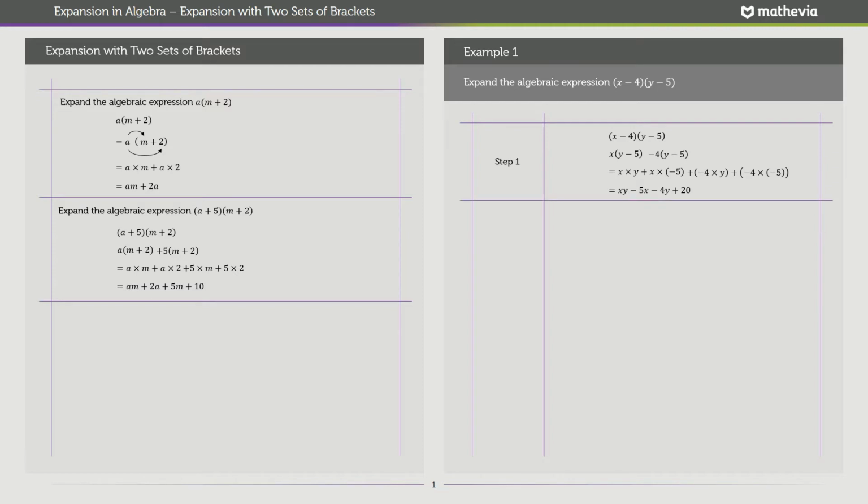And that's it, very simple, very straightforward. You have 20 on the end there because minus 4 times minus 5 is plus 20. You need to be very careful about your negative signs. You have x and minus 4 in the bracket, so you have x times y minus 5 plus minus 4 times y minus 5. Always assume an addition, and keep the negative sign with the number. With constant practice you will understand this. Let's do another example.